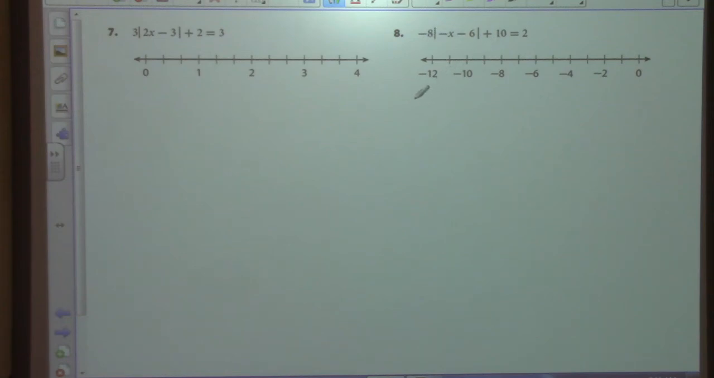So here, if we have -8 times quantity -6, plus 10, so we subtract 10, so we get -8.